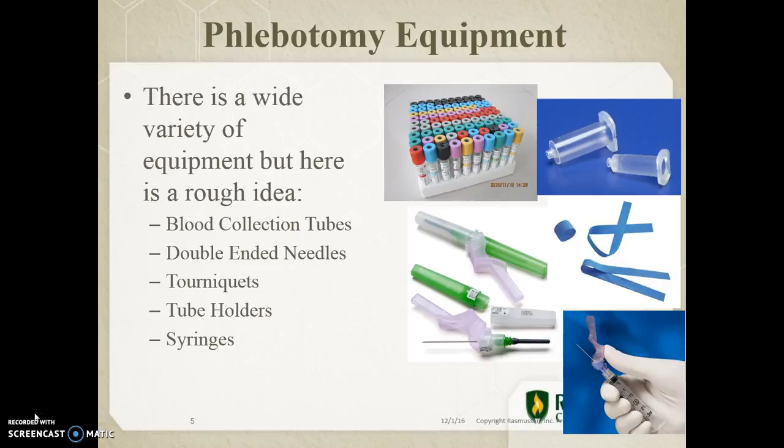Double-ended needles are needles that have a needle on both sides. The tip of a needle is called a bevel, which is the cut at a slant. And remember, when you're doing blood draws, you always want to make sure that the bevel is up towards the sky in order to properly collect a sample.